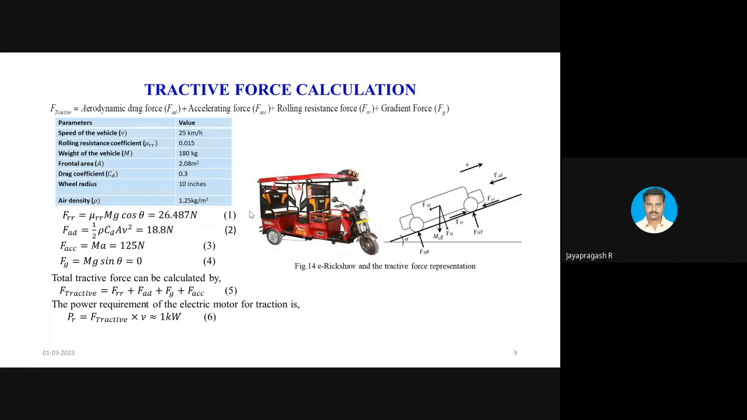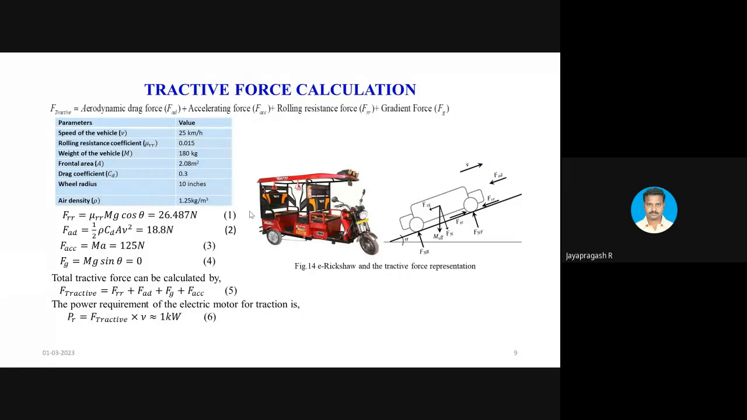What is aerodynamic drag force? When the vehicle moves, atmospheric air opposes the motion. So your machine should produce a force such that it overcomes the drag force. And accelerating force is the force required for the acceleration. Rolling resistance force: whenever the electric vehicle moves on the road, there exists friction between the road and the wheel. So this friction has to be overcome. So the machine that you are using in an electric vehicle should overcome this rolling resistance force. And also gradient force. What is gradient force?